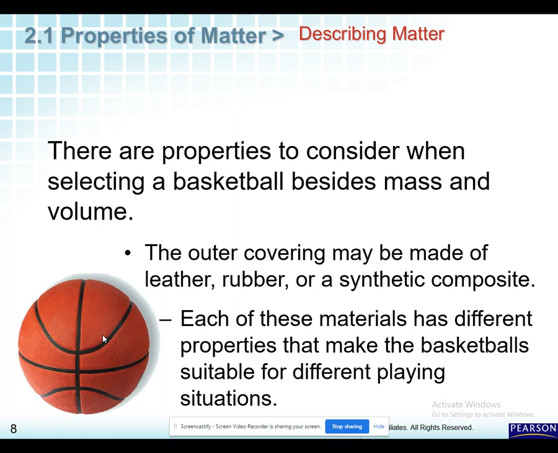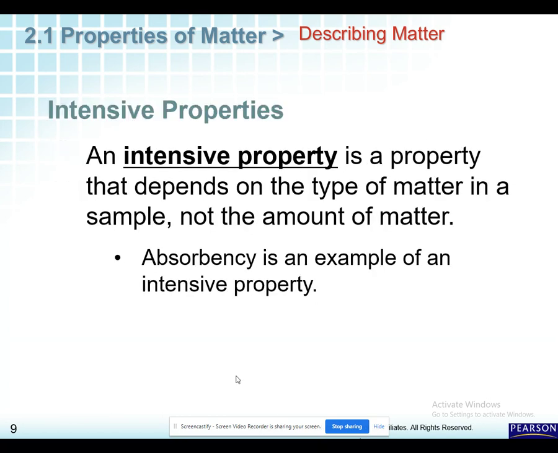You can think of something else besides basketball. Think of your clothes even. Some clothes are softer than others because some clothes are made up of cotton. Some of them are made up of polyester and wool. So clothes also have different materials. And each of those materials have different properties that make them suitable for different things. So those other things besides mass and volume can actually be classified as intensive if they fall under this definition.